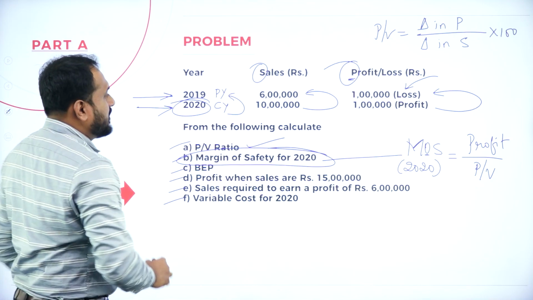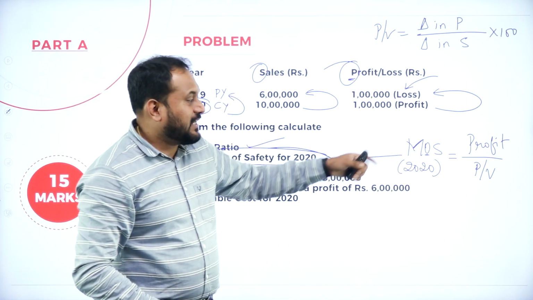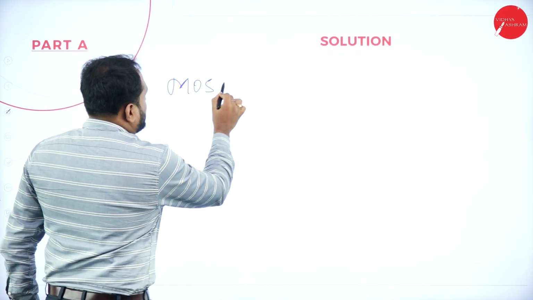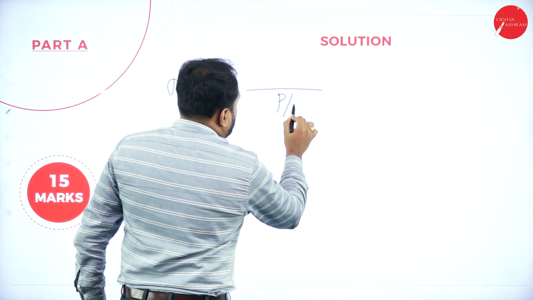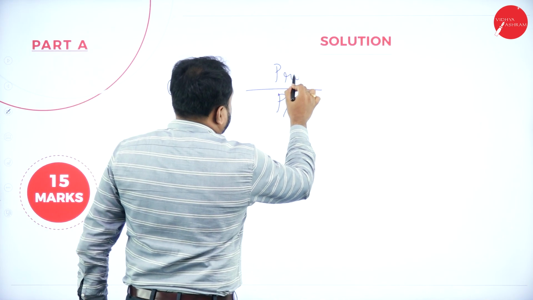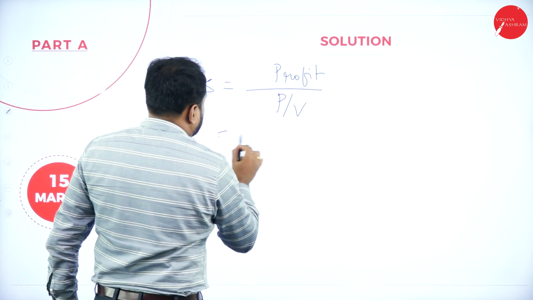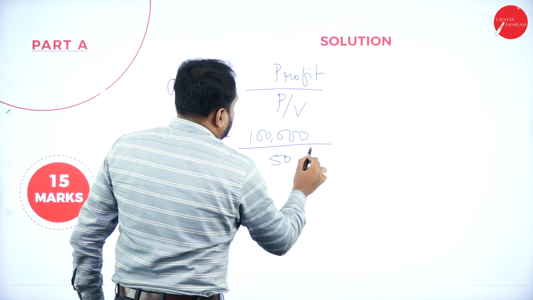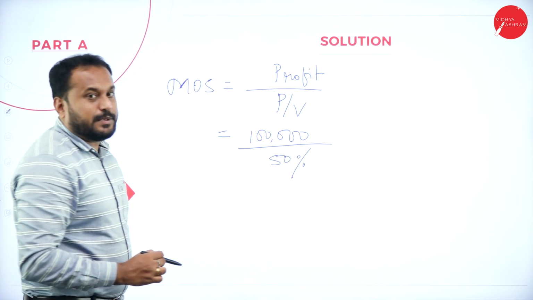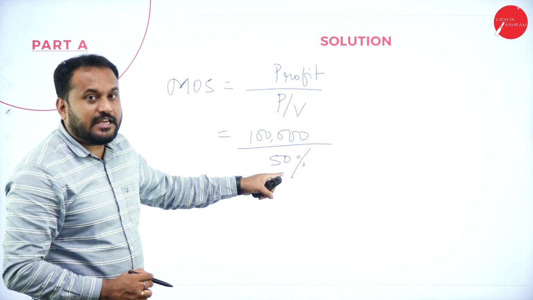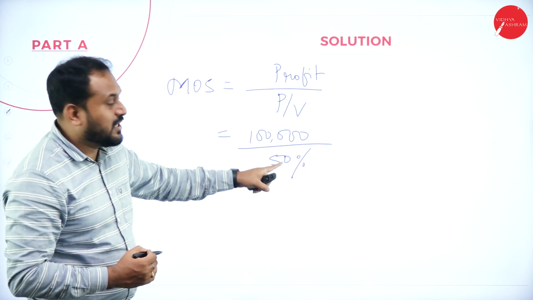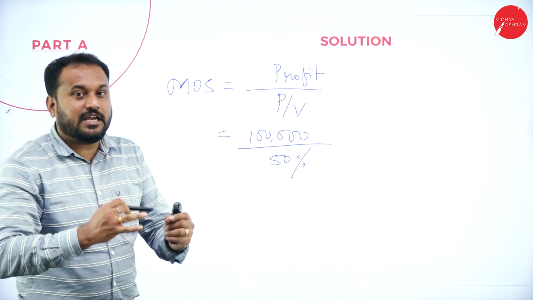2020, what is the profit? That is here 1 lakh rupees. That means you will write here MOS is equal to, denominator is PV, numerator is profit. Profit is how much? 1 lakh. 1 lakh divided by 50%. Many of you just write 50. Let me tell you, there is always a value that is added, that is percentage. Never write 50, it is always 50%.